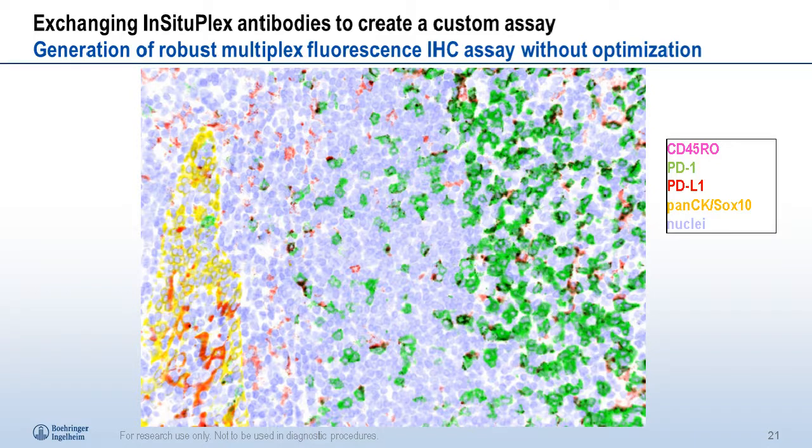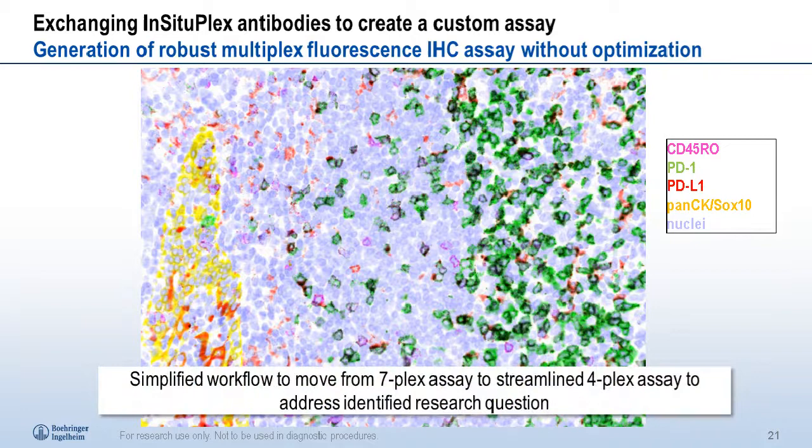So you can see, again, the signals look very similar to what we saw with the exchange reaction, 7-target, 8-color. Now we're down to 5-color, 4-target, but very similar immunoreactivity patterns, very similar quality. Now we've generated this proof of concept that we can move a 7-plex assay down to a streamlined 4-plex assay. So now we wanted to run through the exercise of analyzing some of the questions that we could ask from this tissue.